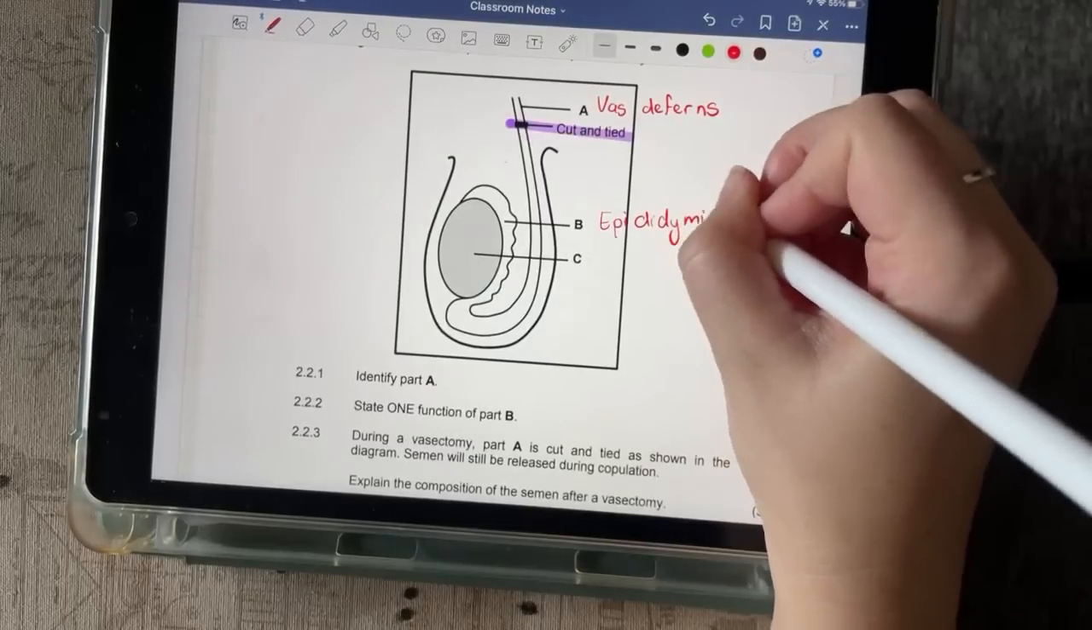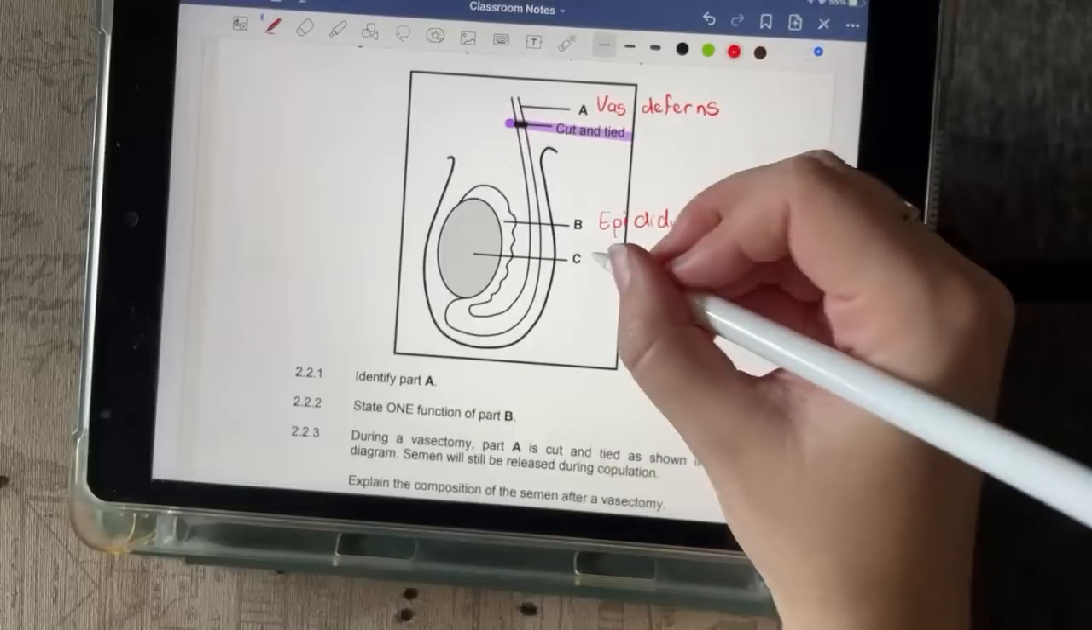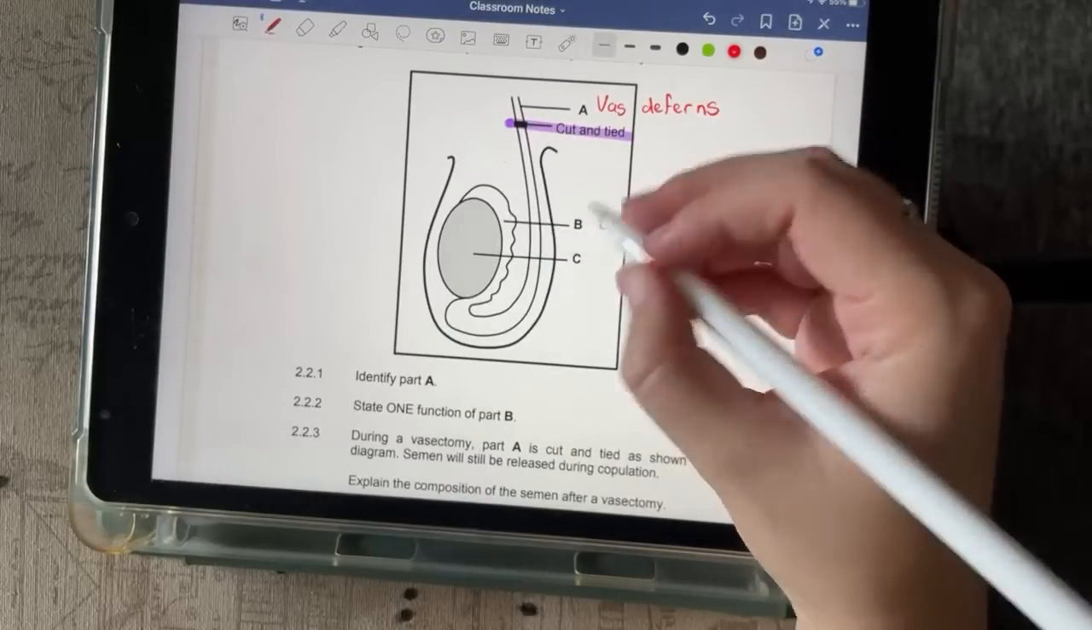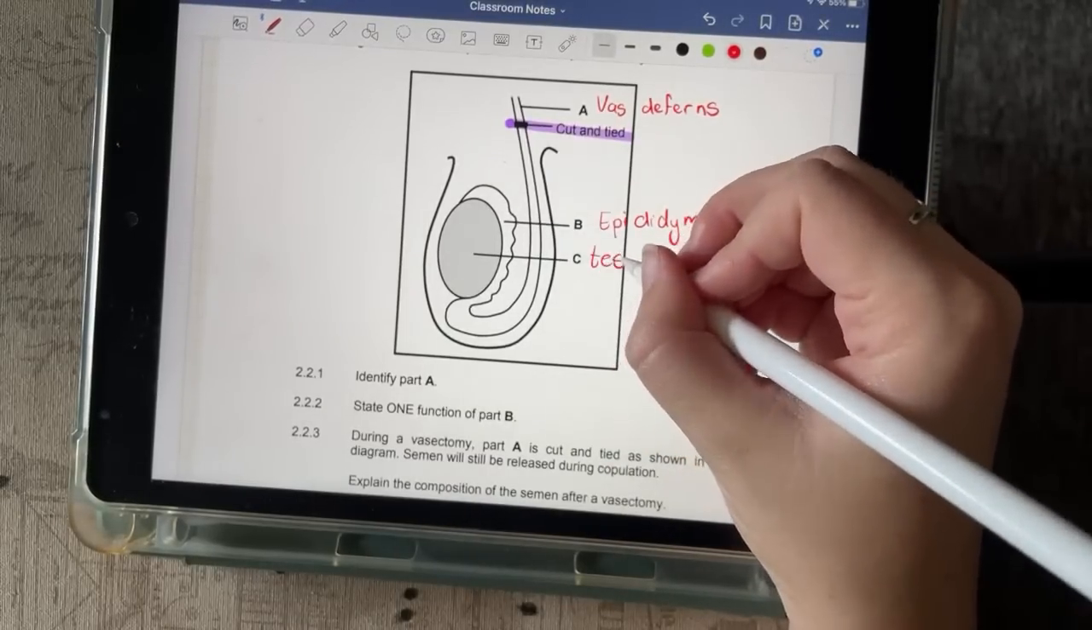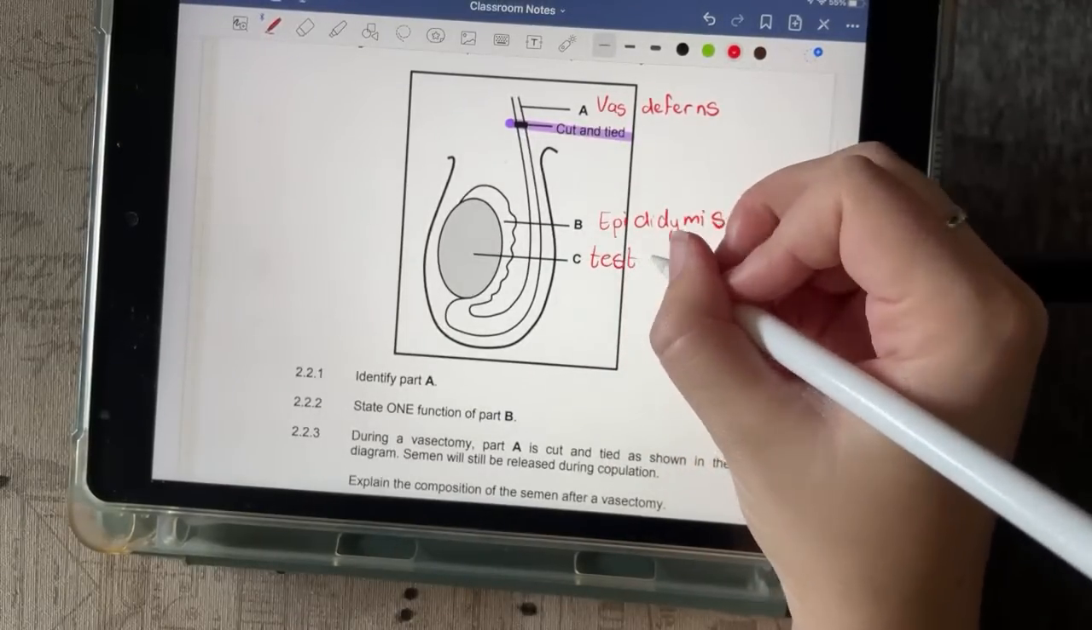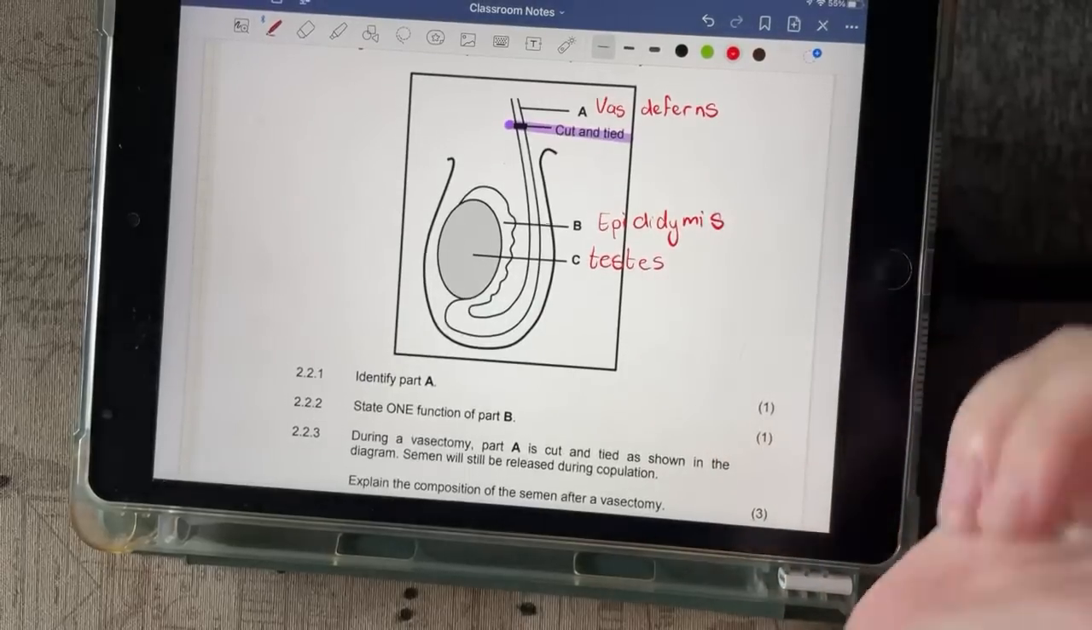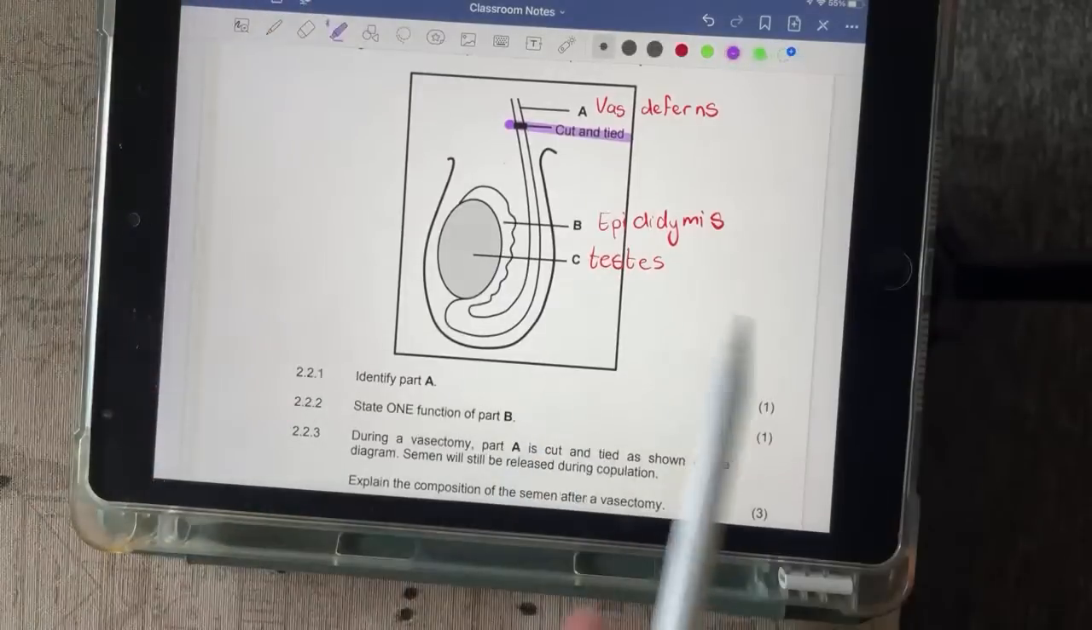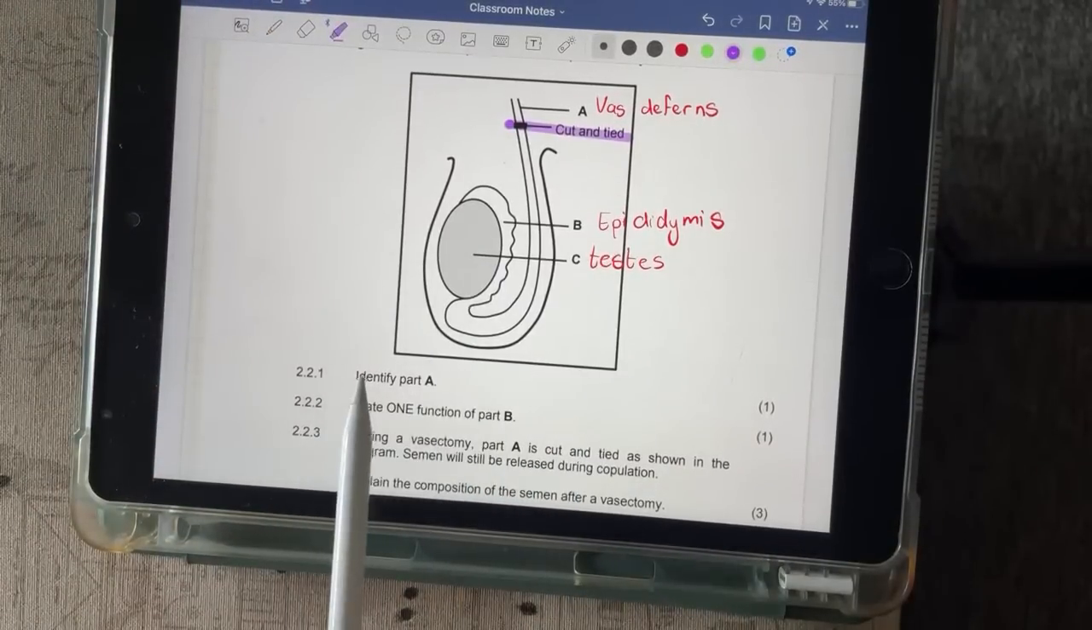Epididymis. There we go. And then sitting inside of that at C is going to be the testes. Okay, right, easy peasy. Let's move into our first question. So 2.2.1, identify part A. We've done that. It is the vas deferens. I prefer the vas deferens, everybody.